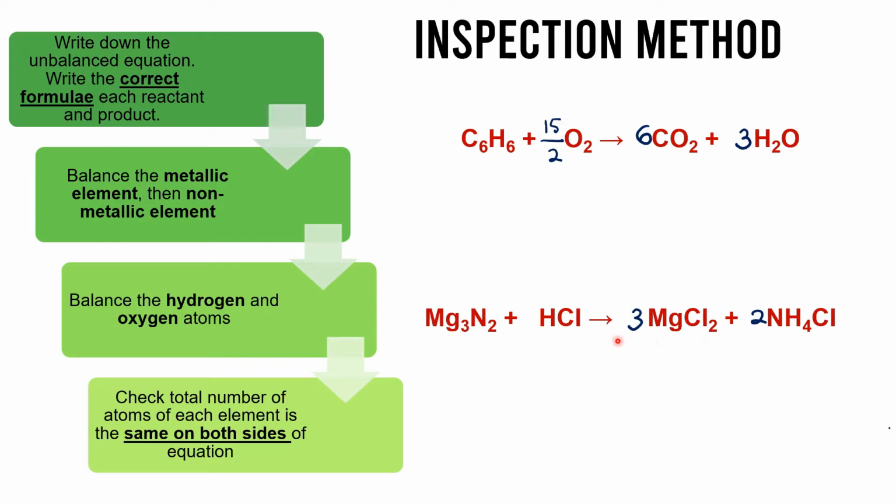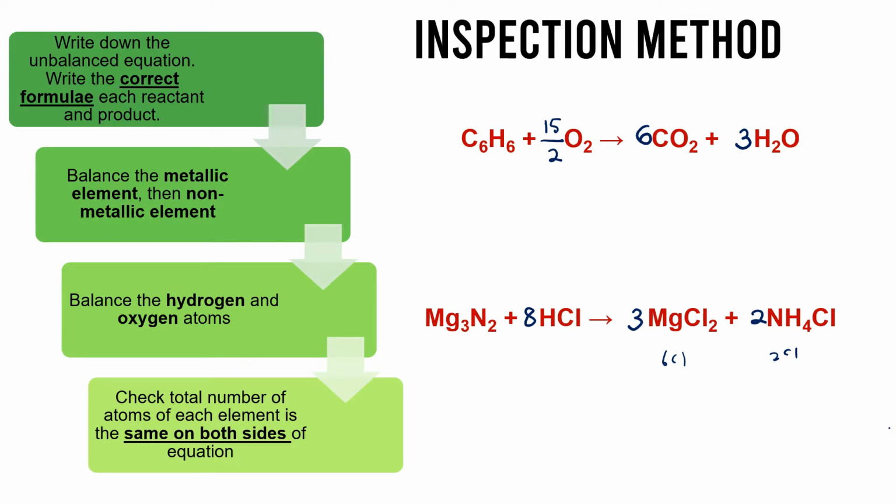Next, check for any other non-metallic element. Yes, we have Cl. We have 1 Cl on the left, and on the right we have 3 times 2, which is 6 Cl. We have 6 Cl over here. And in the other product, we have 2 times 1, so 2 Cl. So the total Cl on the right side is 8. To balance with the one on the left, you have to put 8 in front of it as well.